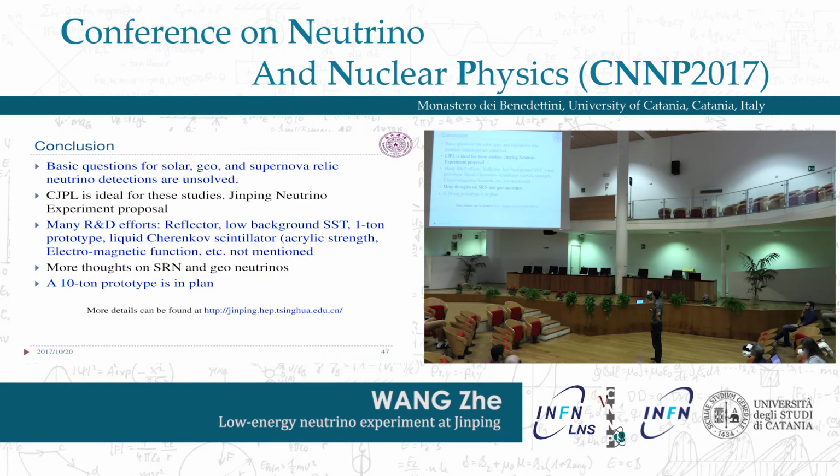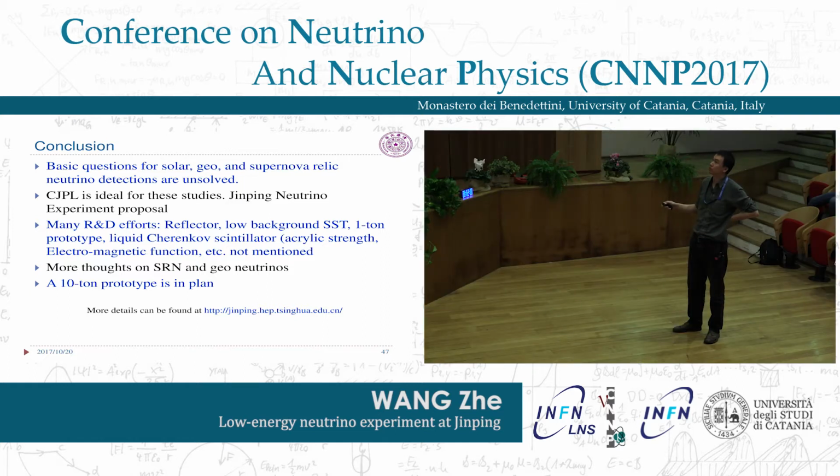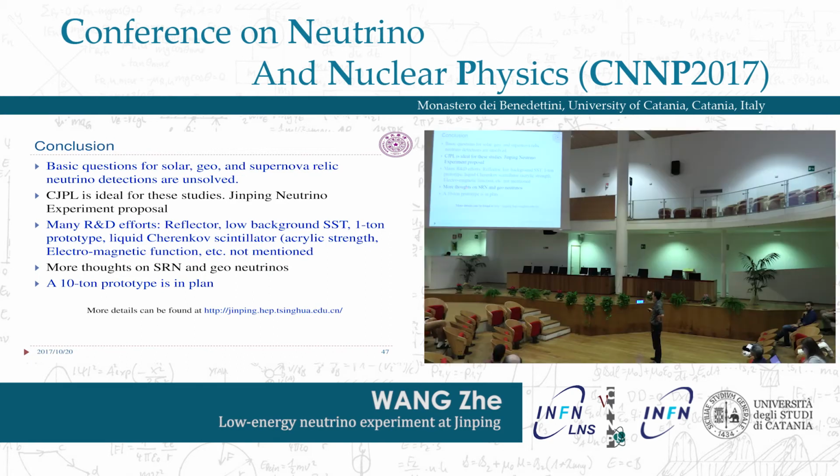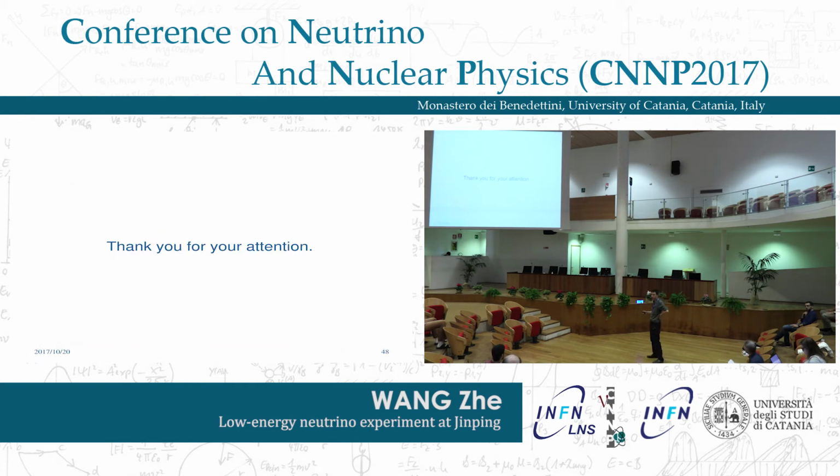So here is basically the conclusion. We have interest in solar, geo, supernova, and relic neutrinos, and the site is ideal for this low background neutrino experiment. There are many R&D efforts, for example, the slow liquid scintillator. We have some wild thoughts on the geo-neutrinos, and the 10-ton prototype is in the plan. So thank you for your attention.